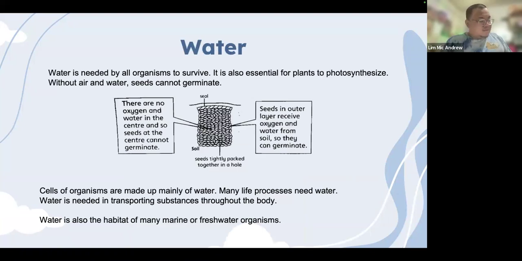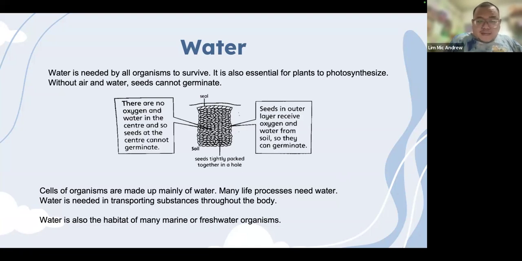Water. All living things need water to carry out life processes such as respiration and photosynthesis. Water is used to transport dissolved gases, food, and waste through the bodies of living things. One organism, such as fish, needs water to survive because fish only live and breathe in water.